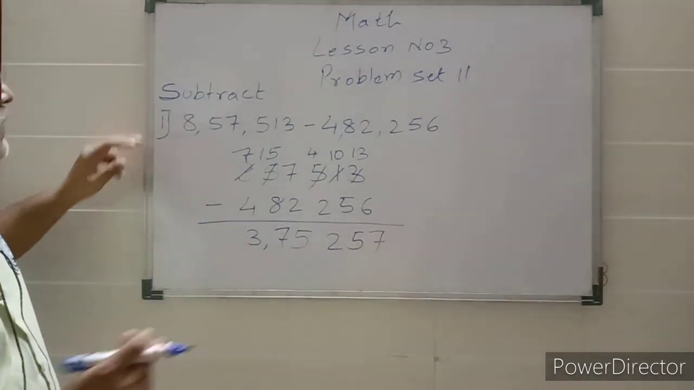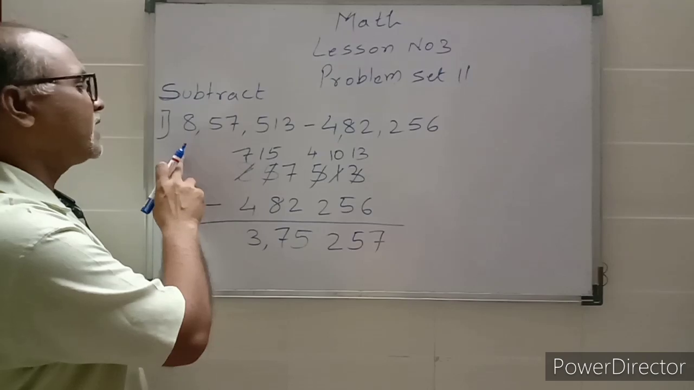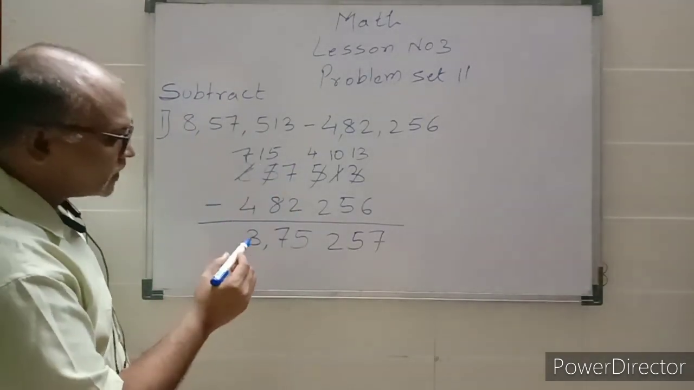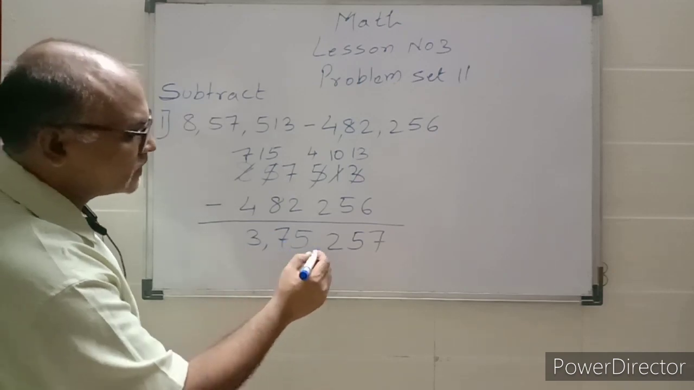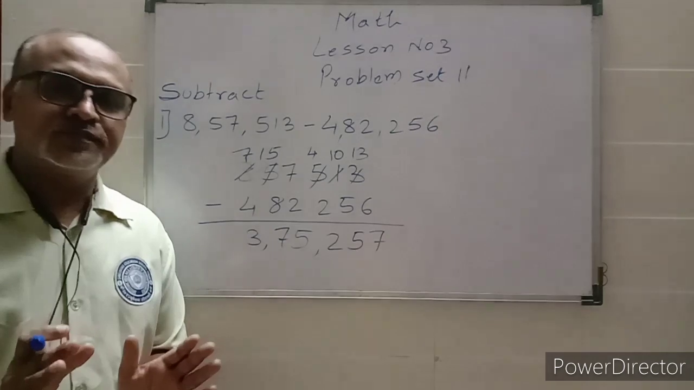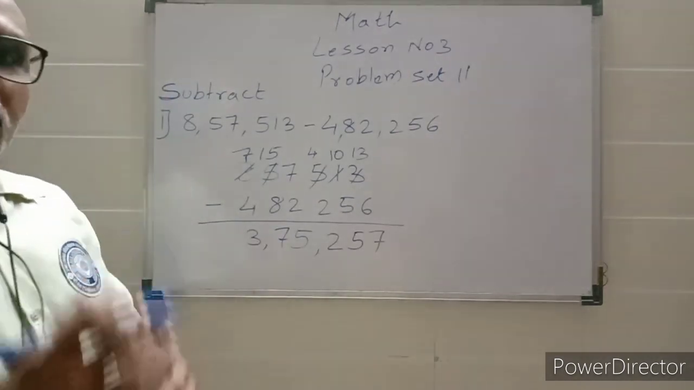So when we subtract 4,82,256 from 8,57,513, we get 3,75,257. Okay, is it clear to all? You all understood this? Okay. Now we will move on to the next sum.